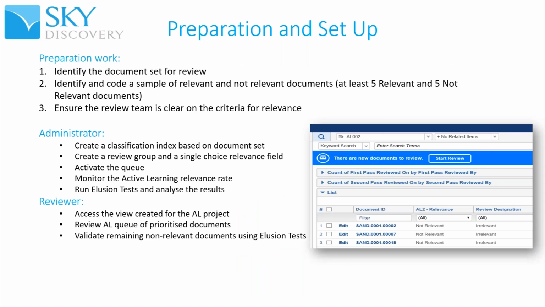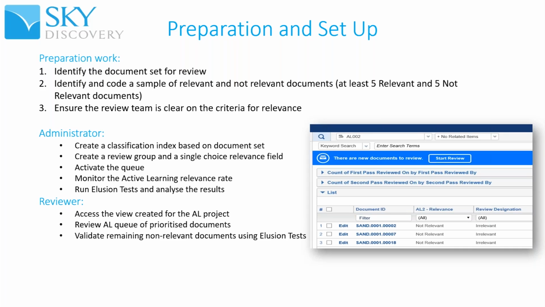Okay, so we did say Active Learning is very quick and easy to set up. From a preparation point of view, there are simply 3 steps. This is within Relativity, but it's very similar within other platforms as well. The first step is to identify the document set for review. Once that set of documents has been identified, we recommend you code a sample of relevant and not relevant documents. By sample, we mean this can be as few as 5 relevant and 5 not relevant documents.